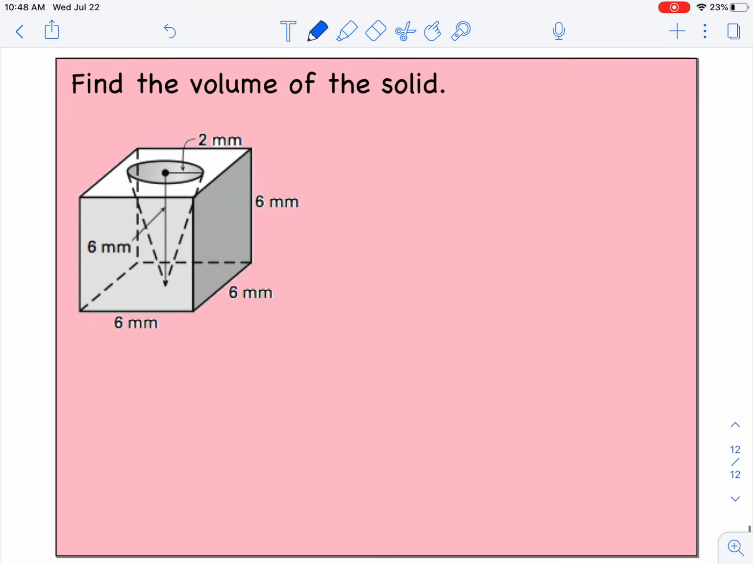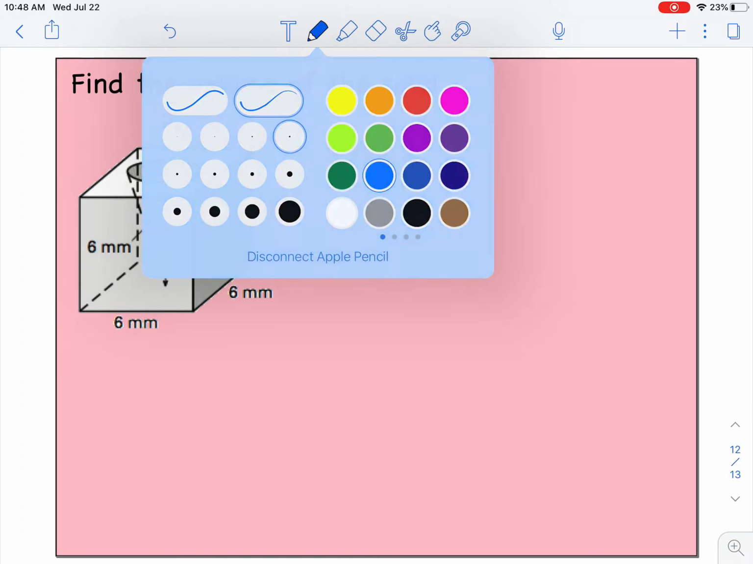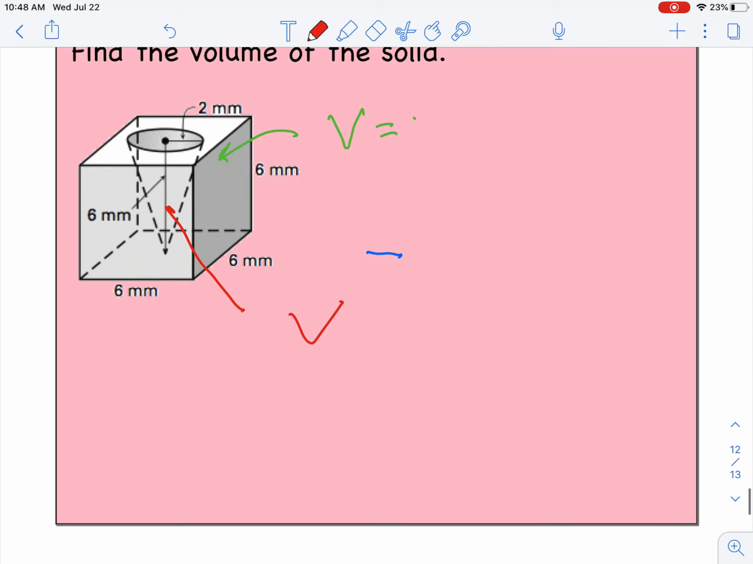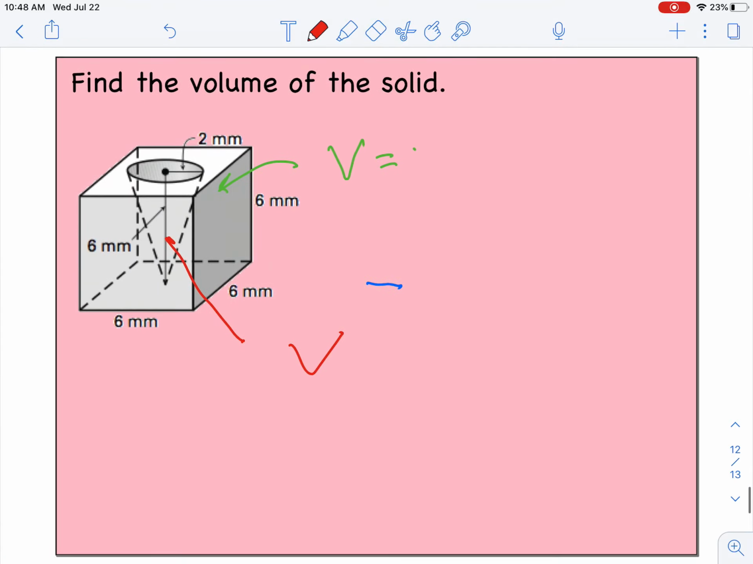All right, there's one for you to try. If you're finding the volume of this solid, what you're going to do is find the volume of the prism, and then you're going to actually subtract the volume of the cone. So see if you can do that, and then check back to the answer key to make sure that you have done it correctly. And that is the end of the section.